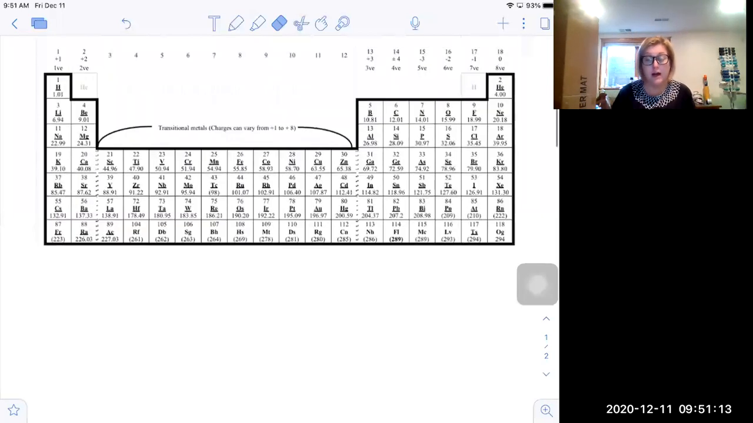All right, so I just talked to you recently about our first type of element, our binary ionic compounds. Very simple ones using these guys and these guys.